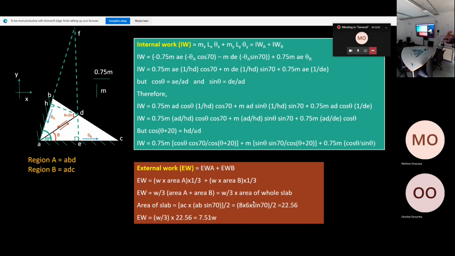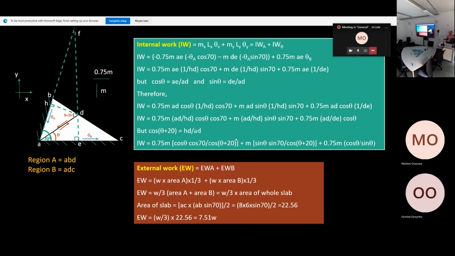Okay? So when you do that and substitute back here, you have W over 3 times the area of the slab, 22.56, which gives you 7.51 W. So the external work for this slab is 7.51 W. And I'm going now to equate the internal work with the external work, and solve for the optimum value. Is it okay or not?